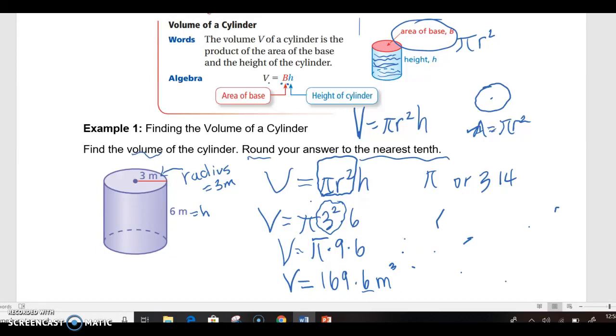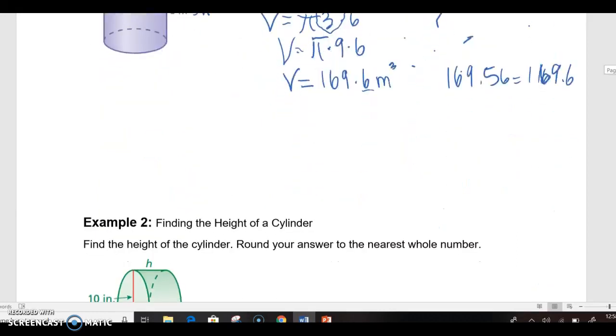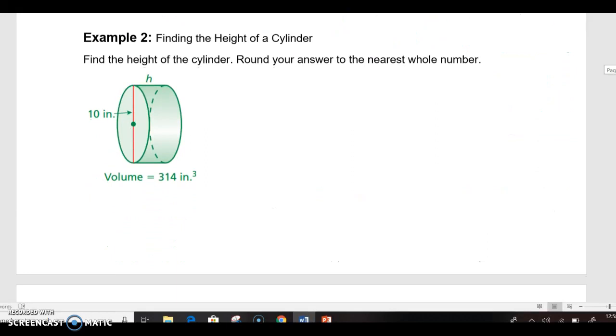So if I'm using 3.14 and do 3.14 times 9 times 6, I would get 169.56, which actually rounds to 169.6. So it rounds the same way, but sometimes it could be slightly different. So just make sure you watch your calculations. It's going to be a little bit more accurate if you're using pi. Okay, let's go to our next example.